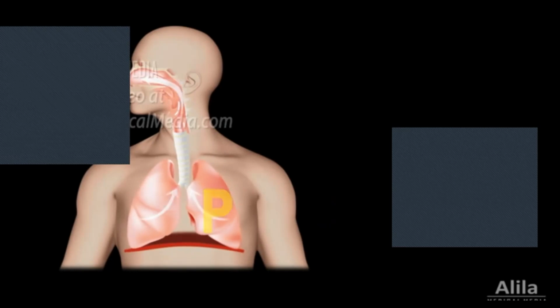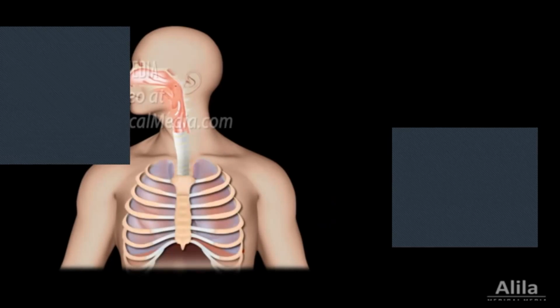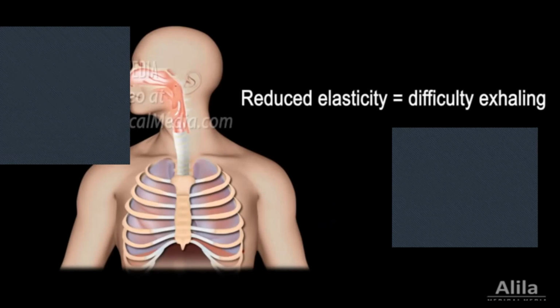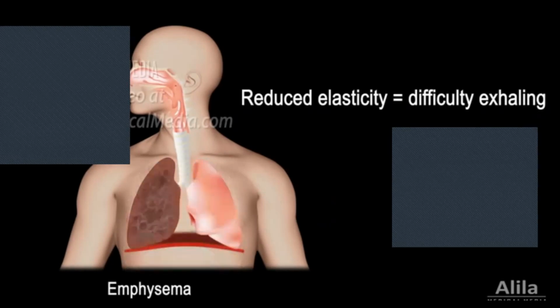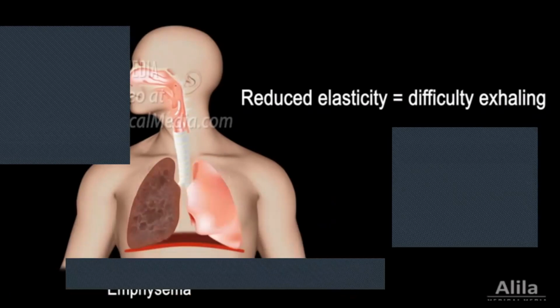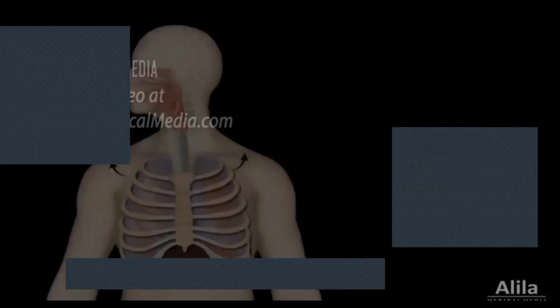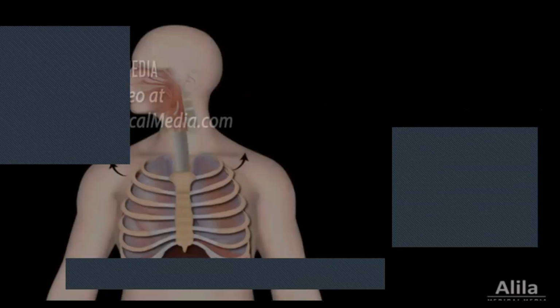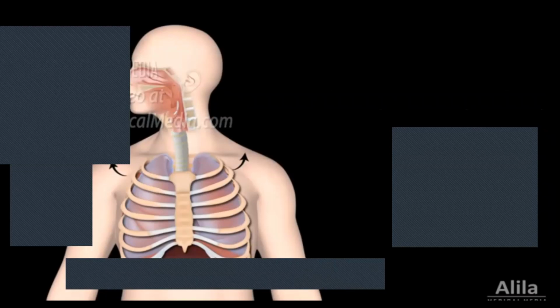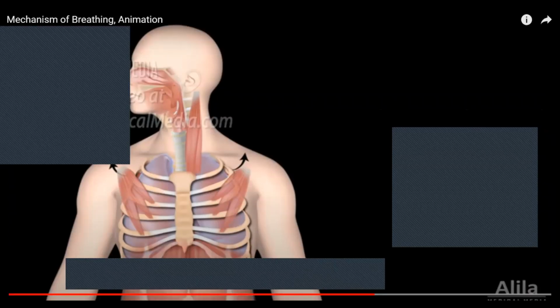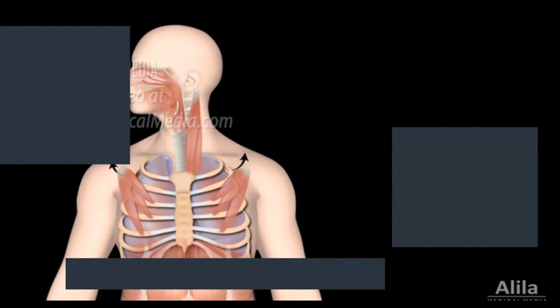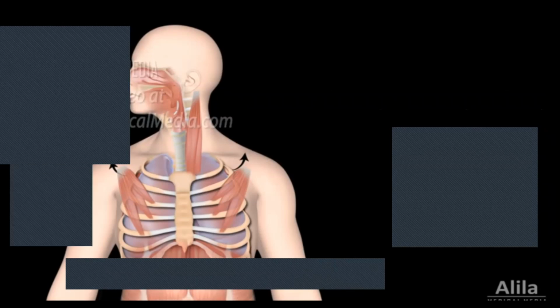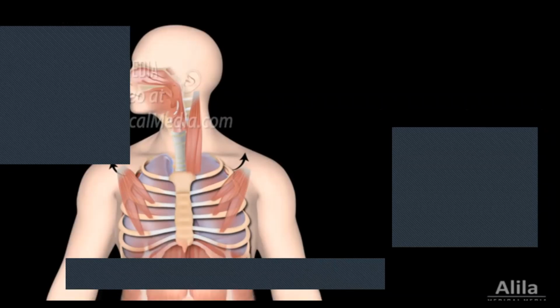Quiet expiration relies therefore on the elasticity of the lungs and ribcage, their ability to spring back to the original dimensions. Conditions that reduce pulmonary elasticity, such as emphysema, can cause difficulty exhaling. Deep breathing requires more forceful contractions of the diaphragm and intercostal muscles, and involves additional muscles to produce larger changes in the thoracic volume. Deep expiration, unlike quiet expiration, is an active process.